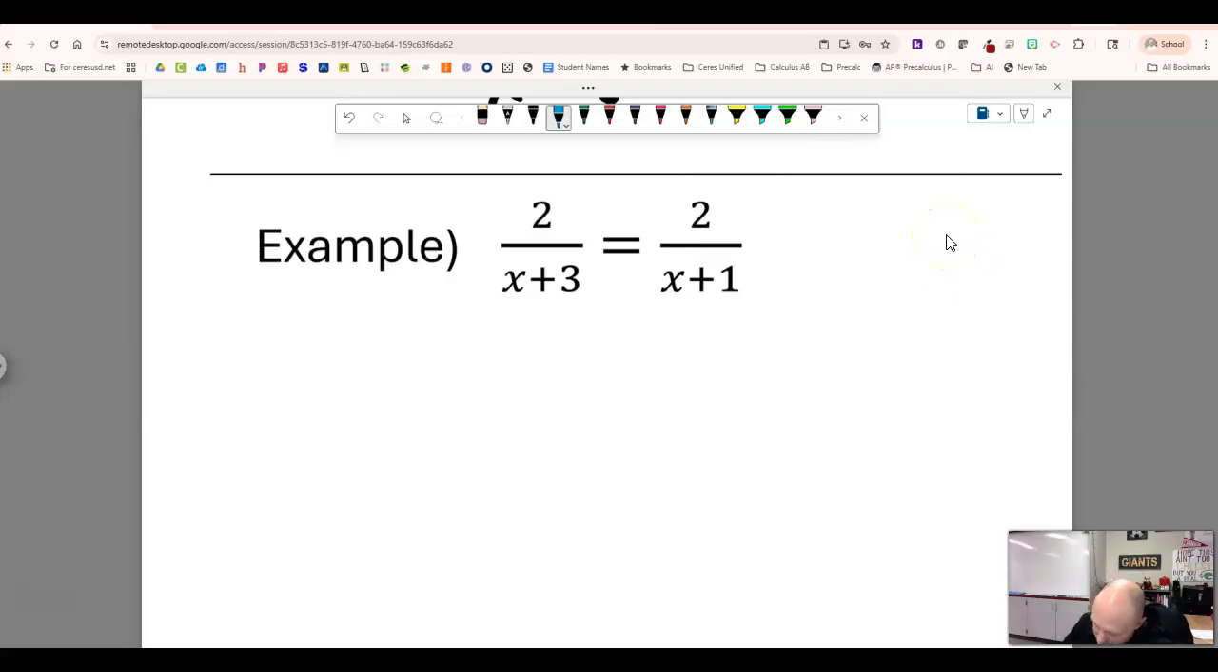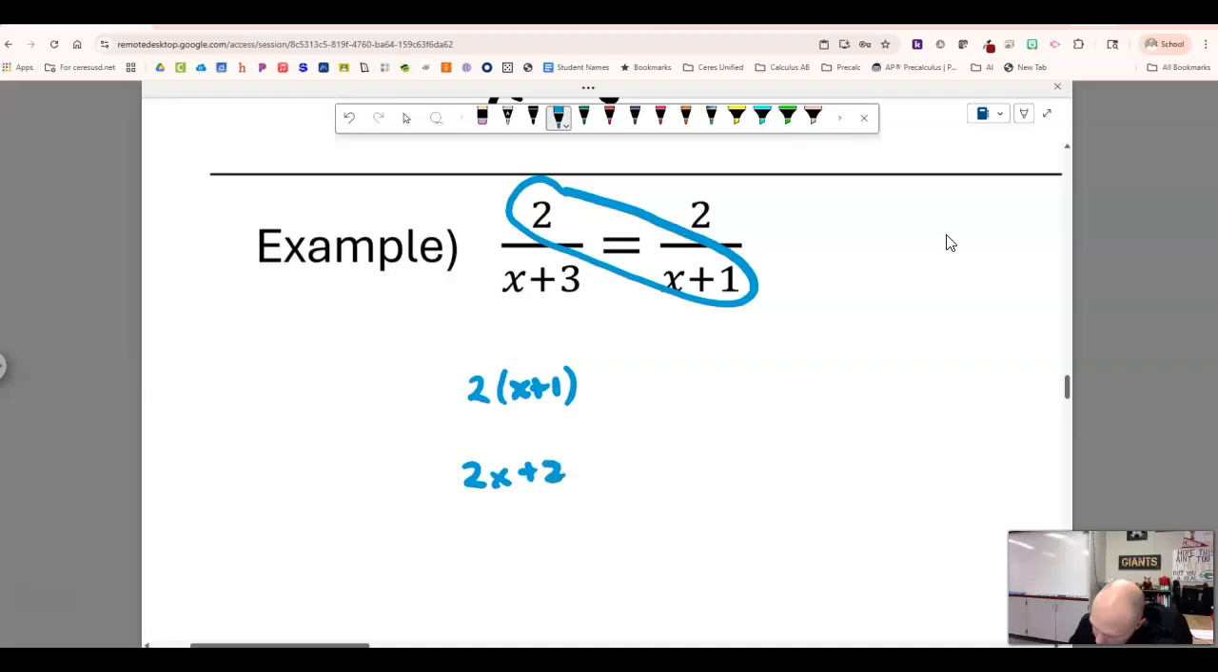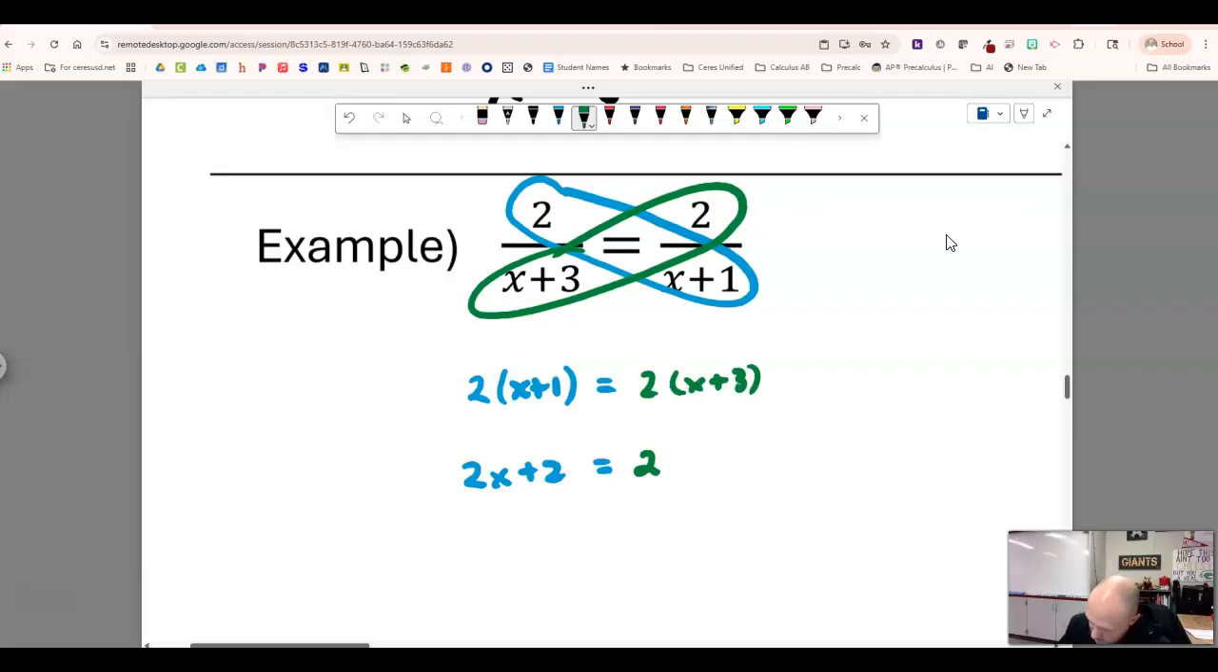Let's cross multiply here. So I get 2 times x plus 1 if I do my cross multiplication here, which gives me 2x plus 2. And then on the right hand side, 2 times x plus 3 gives me 2x plus 6. And then I'm going to go ahead and solve. Let's move my x's over here, to the left side. So subtract 2x, and I get 2 is equal to 6.